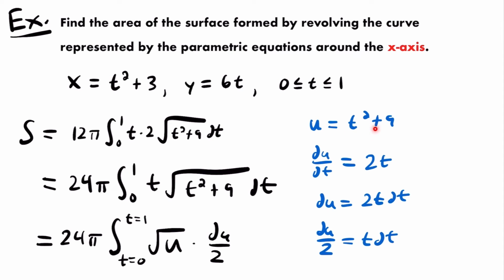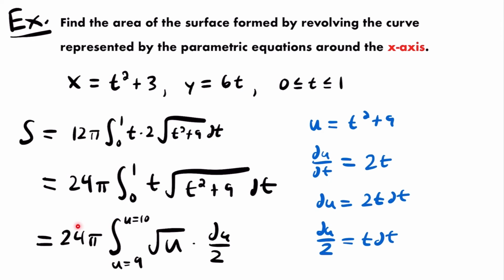u is equal to t squared plus 9, so when t is 1, we'll have 1 squared plus 9. 1 squared is 1, plus 9 is 10. So that upper bound will become u equals 10. And then this lower bound, t equals 0: when t equals 0, we'll have 0 squared plus 9, which is 0 plus 9. And so u will be equal to 9 when t is 0. So we replace t equals 0 with u equals 9.